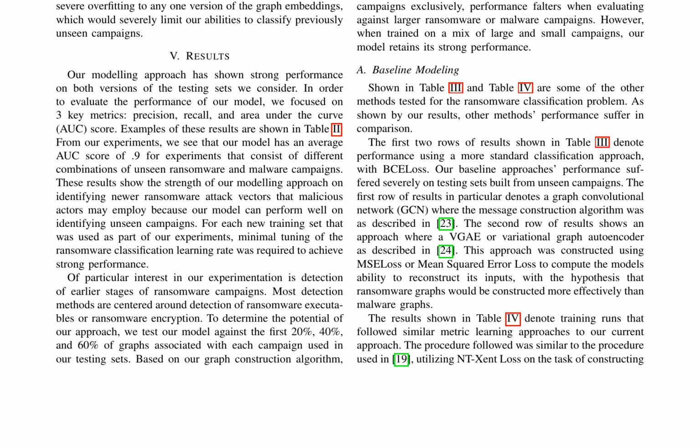In comparison to baseline modeling approaches, including graph convolutional networks (GCN) and variational graph autoencoder (VGAE), the proposed model outperforms them significantly in testing sets built from unseen campaigns. This underscores the effectiveness of the Siamese neural network and graph contrastive learning task in capturing complex patterns in ransomware campaign data.